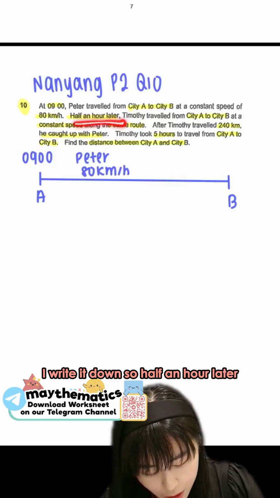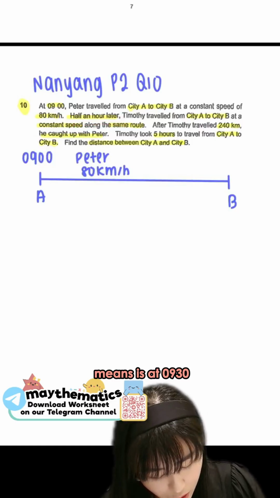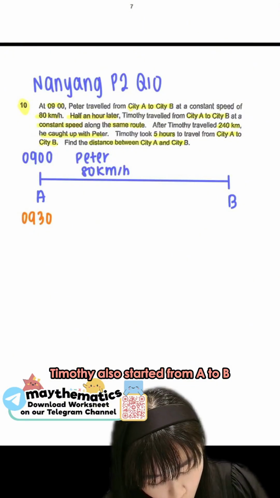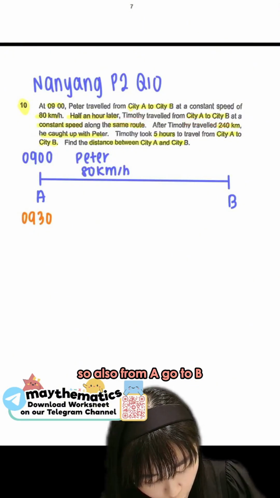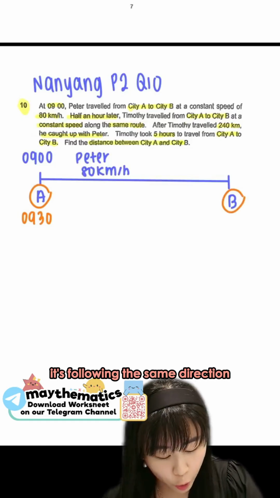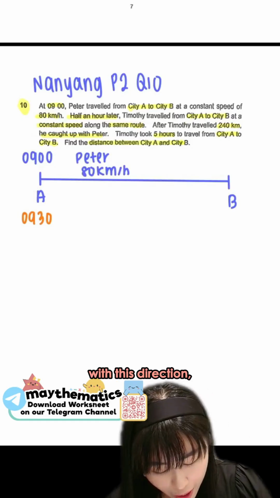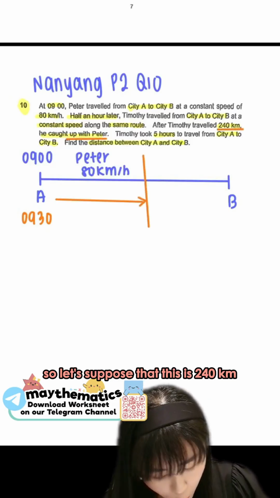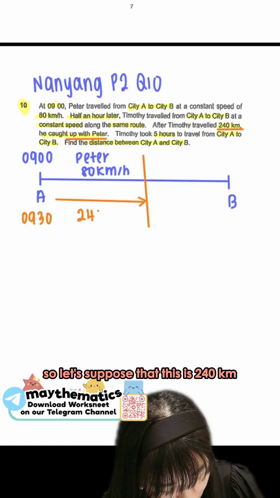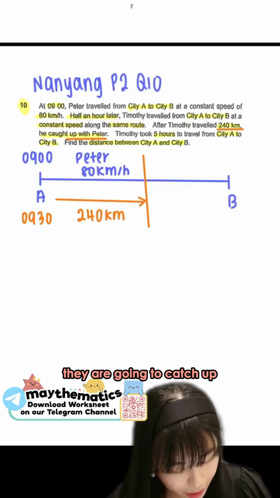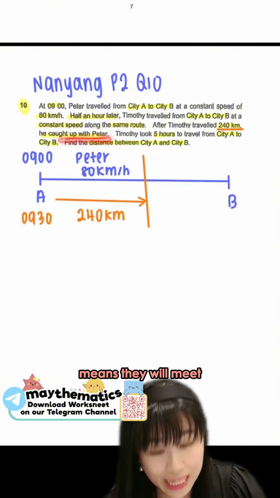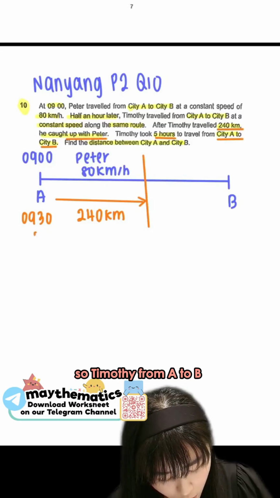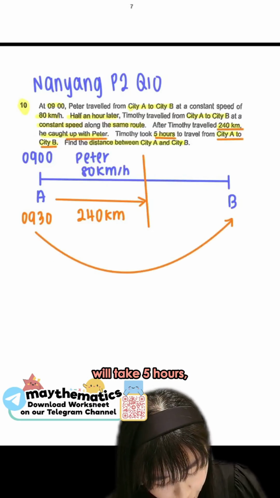I write it down. So half an hour later means it is at 0930. And what happened is Timothy also started from A to B, so also from A go to B. Okay, so it's following the same direction. With this direction, he traveled 240 km before catching up with Peter. So let's suppose that this is 240 km. And what happened is that they are going to catch up, means they will meet. After that, they say Timothy took 5 hours to travel from A to B. So Timothy from A to B will take 5 hours.